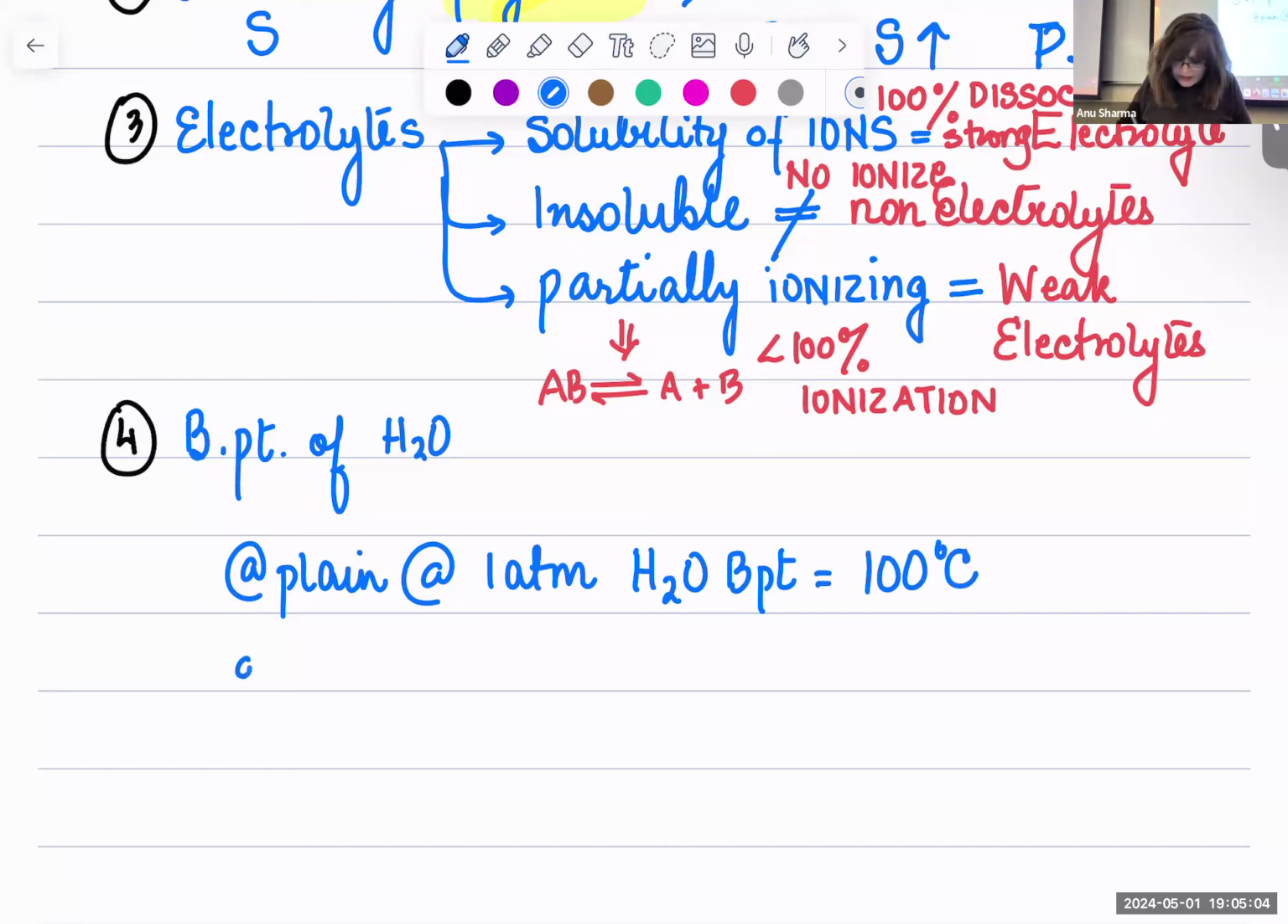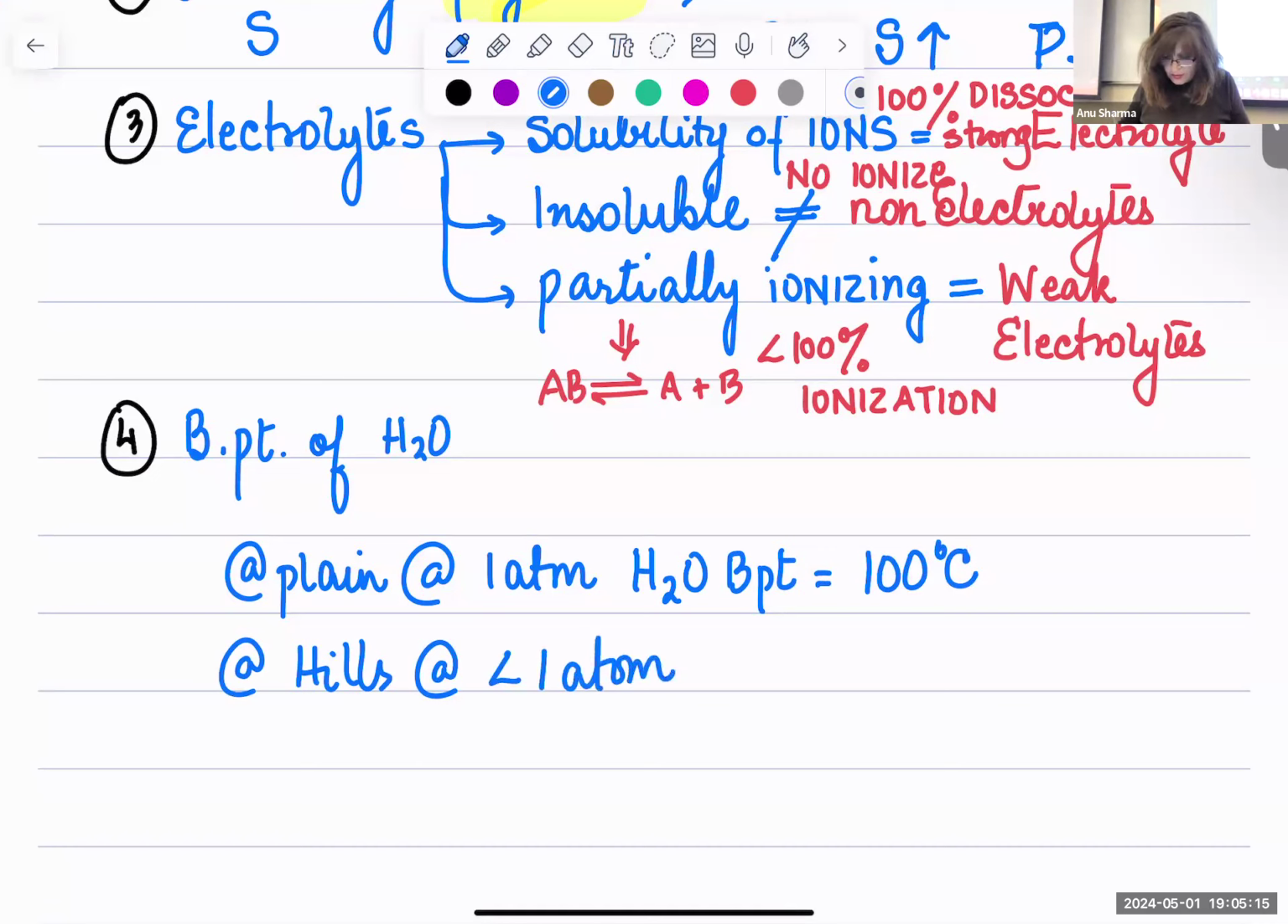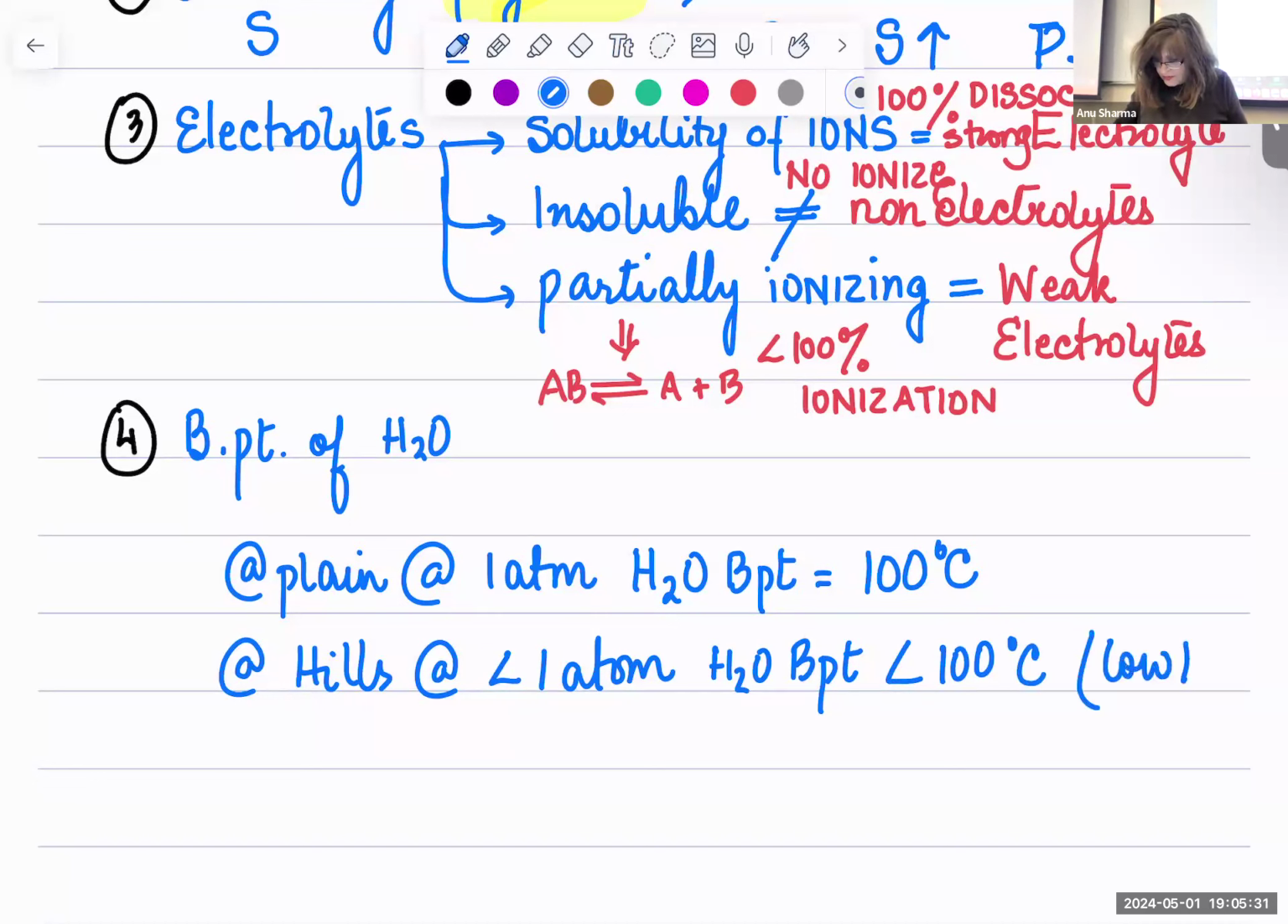But if the water is on the hills, at less than 1 atm, the pressure is lower, so the water is going to boil faster. The boiling point decreases, it goes down, less than 100. Things boil faster in low pressure, so this is a low pressure environment.